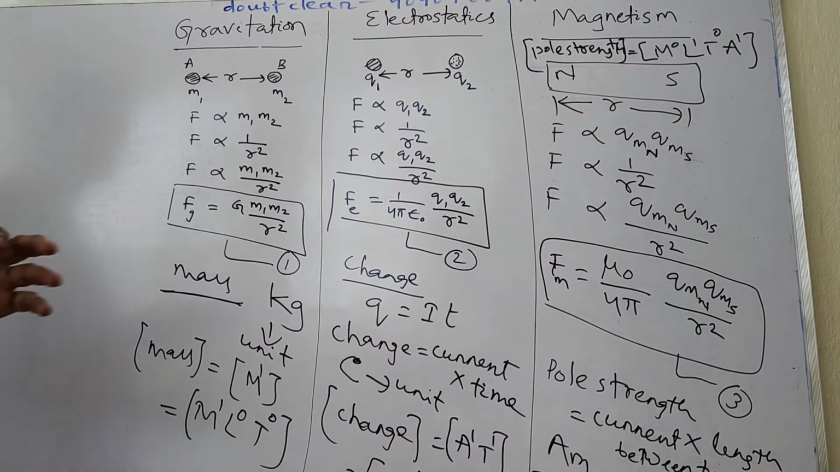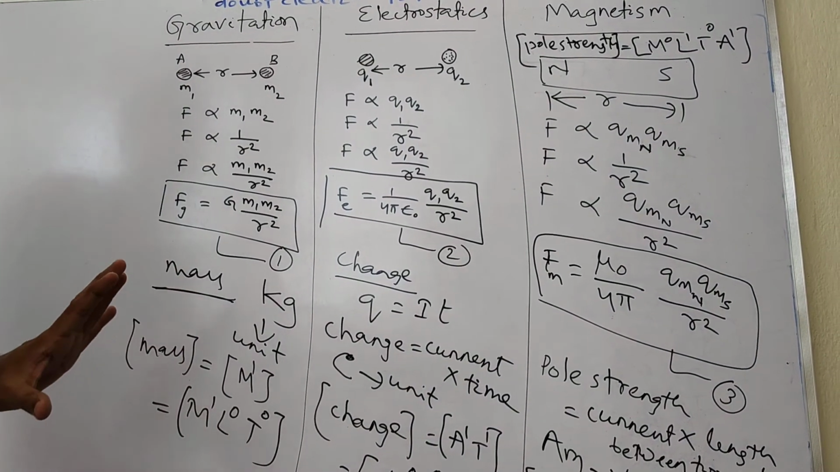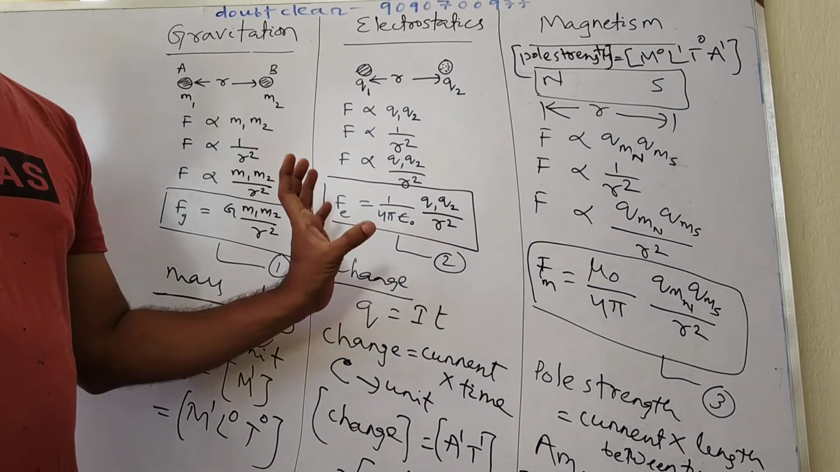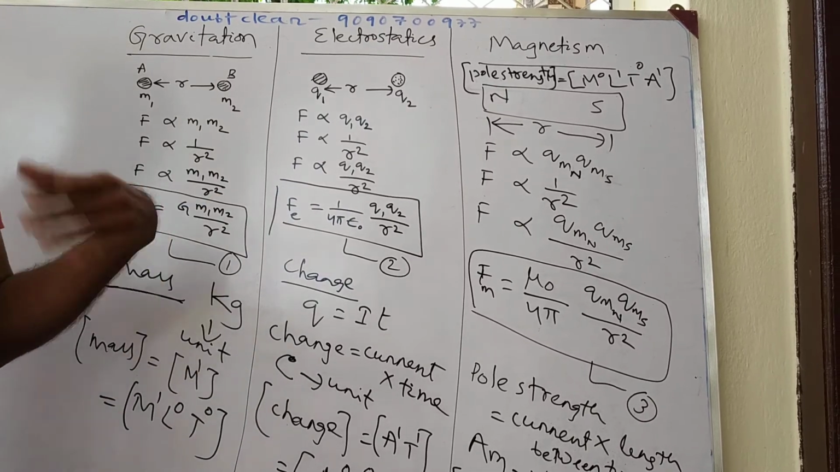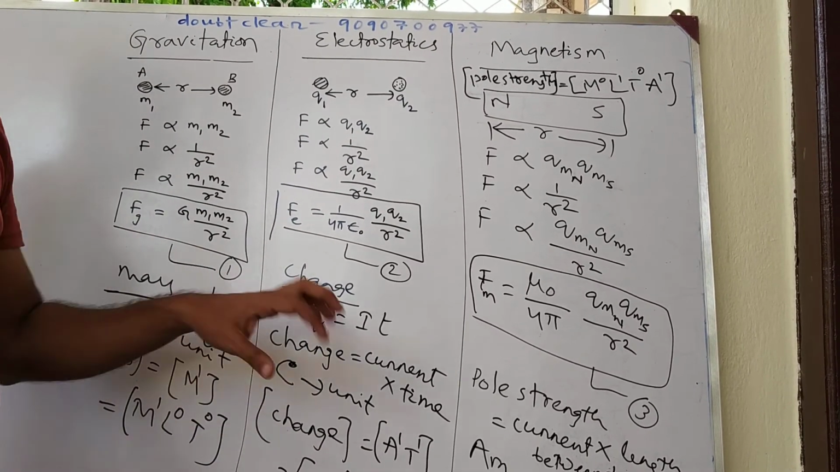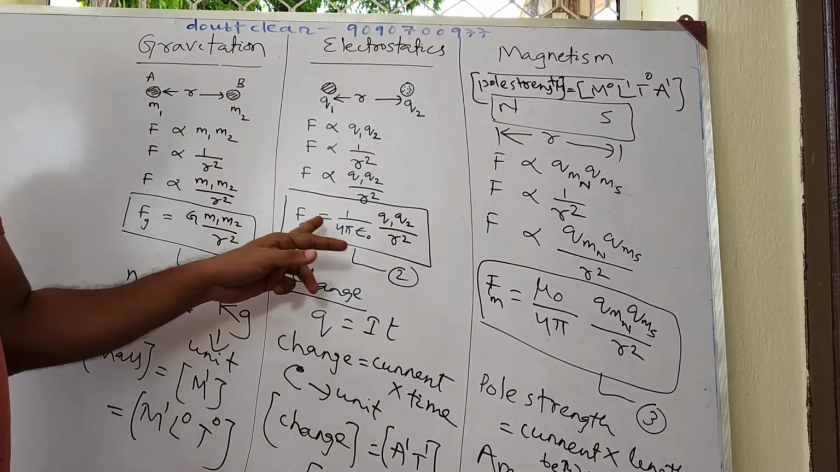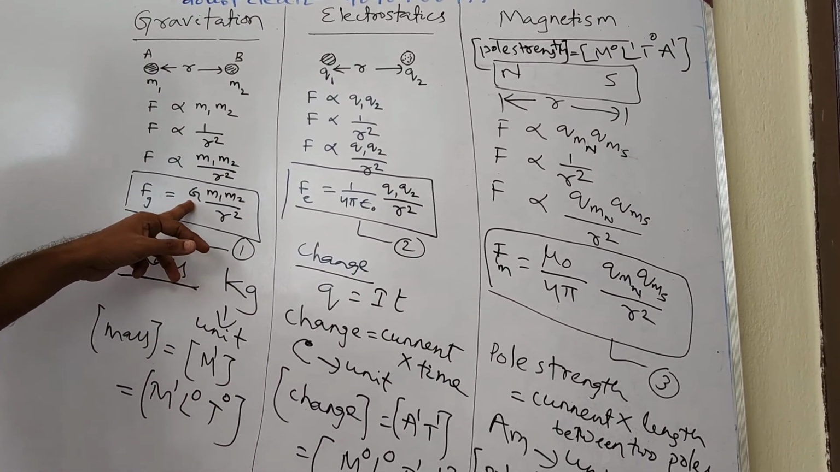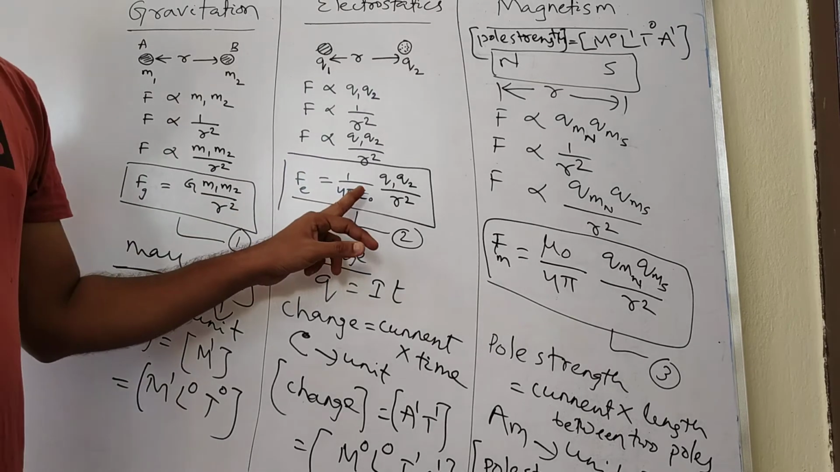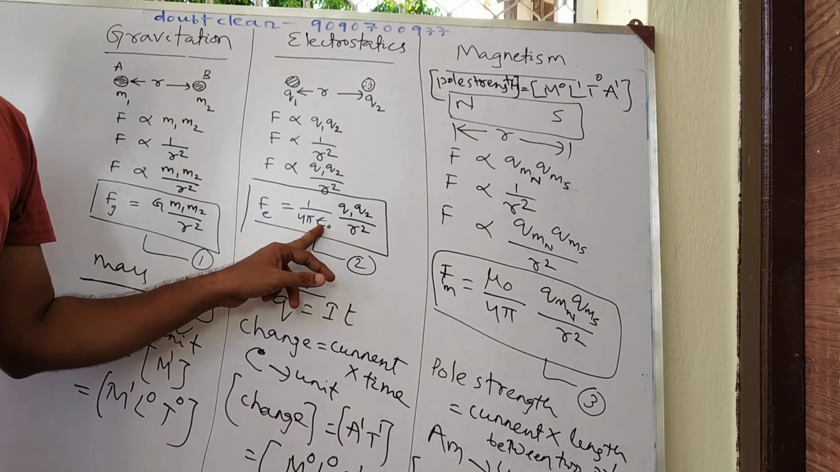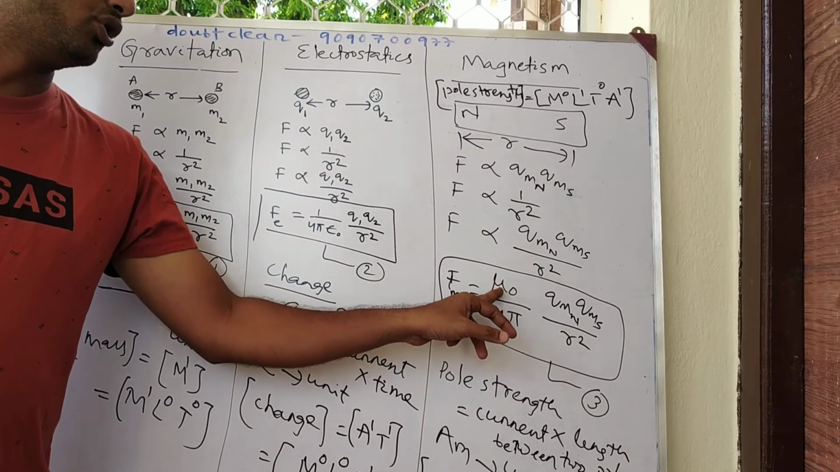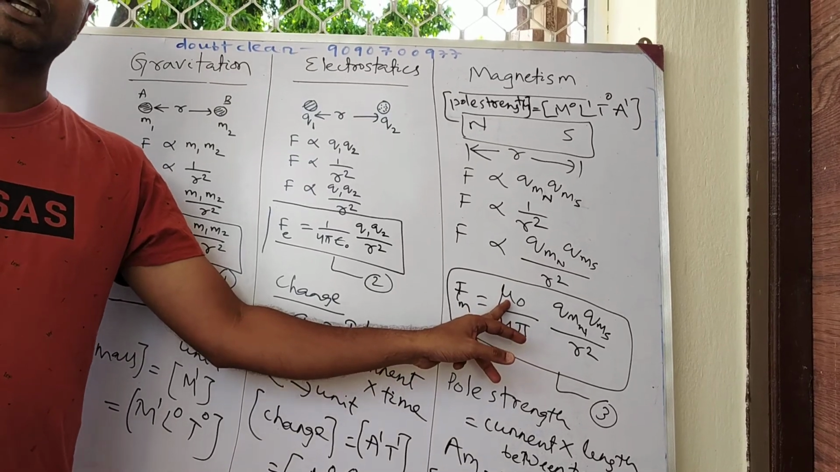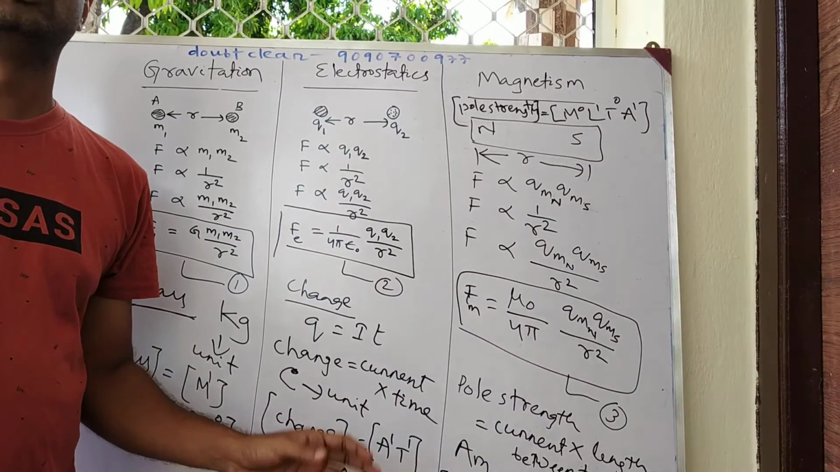Hope you have a fair idea about gravitational force, electrostatic force and magnetic force. In my next video, I'll discuss further the units and dimensional formulas of these. Here G is called the gravitational constant, epsilon 0 is called the permittivity of free space, and mu 0 is called the permeability of free space. I'll discuss more in my next video.